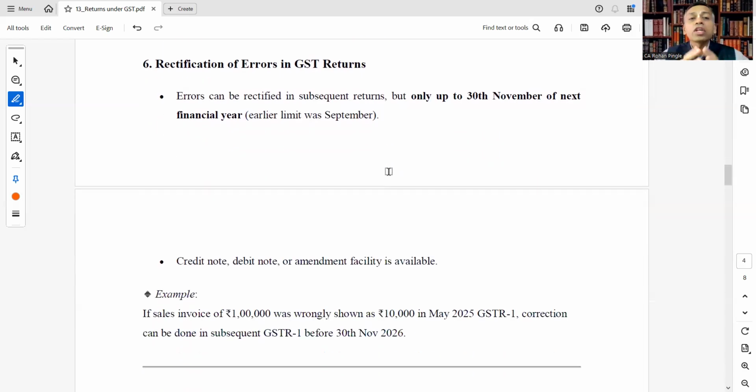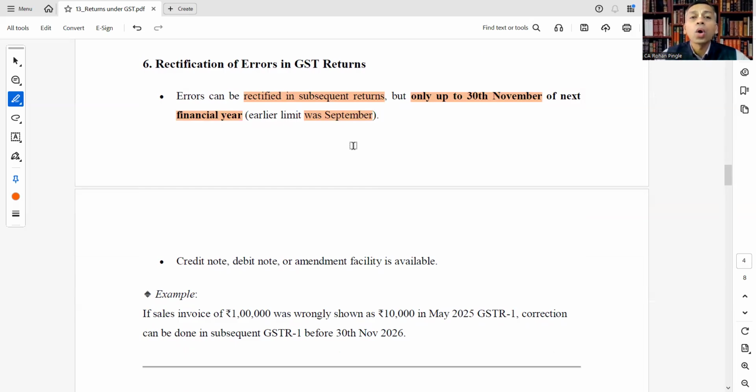Next, rectification of errors in GST returns. Errors can be rectified in what? Subsequent returns. Rectified in subsequent returns, but only up to what date? 30th November of the next financial year. Earlier the limit was September, but now it is 30th November of the next financial year.